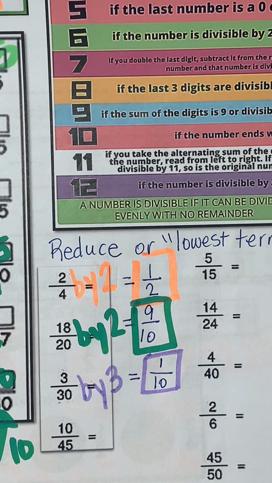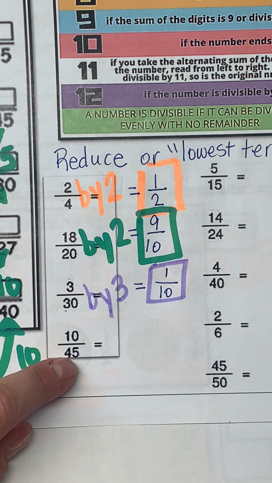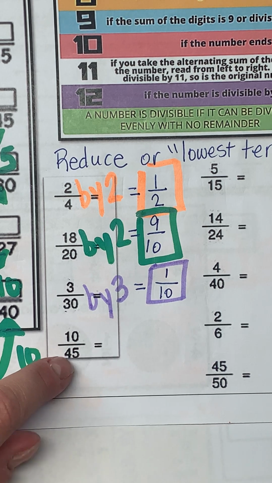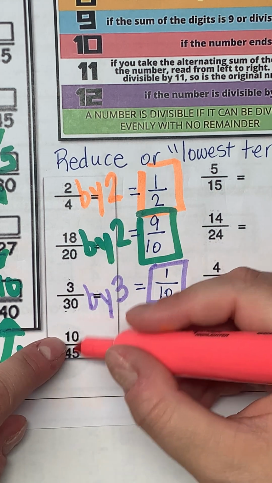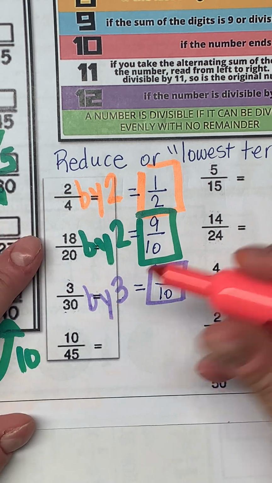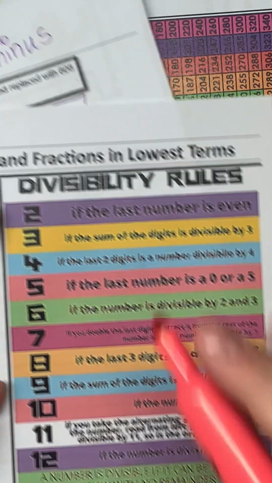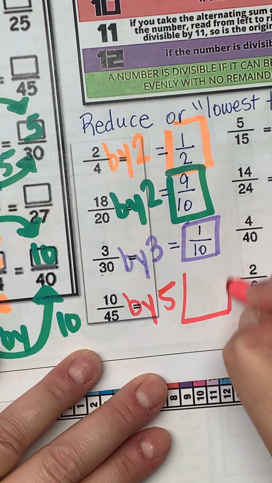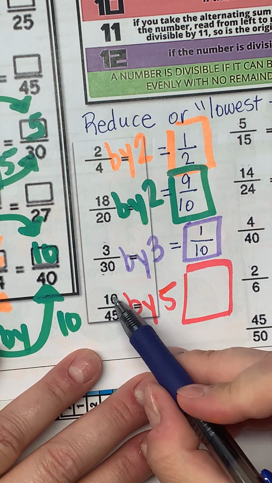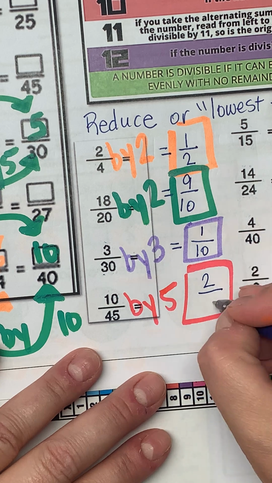The one underneath it, what can you divide those by? Not 2, because the 45 is not even. Darn. I cannot divide by 10 because that 45 does not have a 0 on it. Darn. But both of these numbers have a 0 and a 5. So let's try dividing by 5, because our divisibility rules say if the last number is a 0 or a 5, you can divide by 5. Okay, well, let's divide. 10 divided by 5 is 2. 45 divided by 5 is 9.